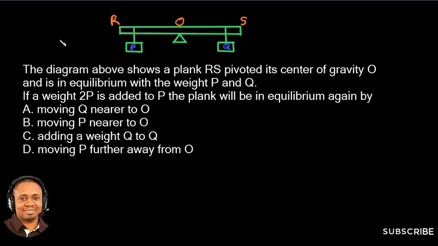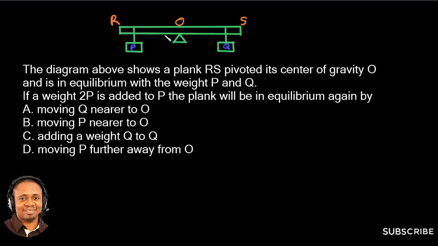This is question 48, JAMB Physics 2018, which goes thus. The diagram above shows a plank RS pivoted at its center of gravity O and is in equilibrium with the weights P and Q. If a weight 2P is added to P, the plank will be in equilibrium again by... So let us take a look at this diagram.